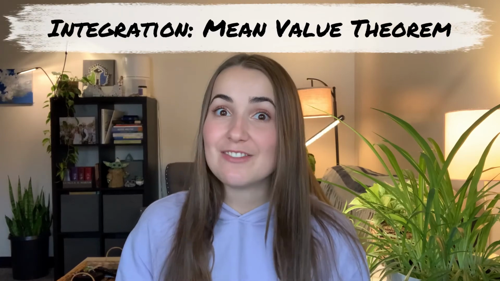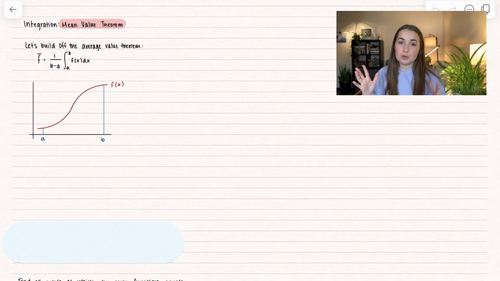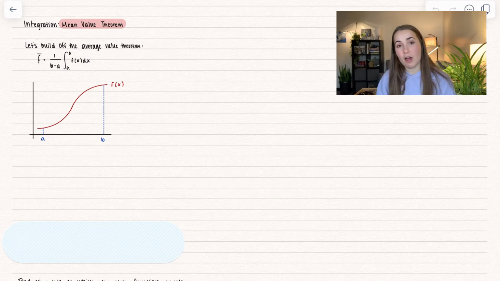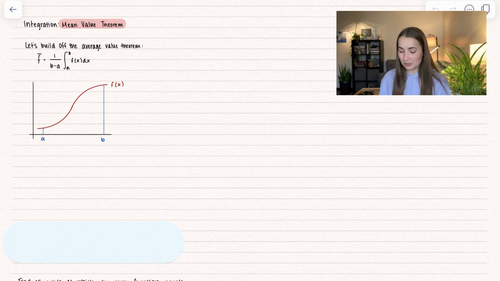Today we're continuing our integration series, so we're going to be talking about the mean value theorem. So let's go ahead and dive into it. In order to learn about the mean value theorem, we're going to have to build off the average value theorem. If we remember, the average value is equal to 1 over b minus a multiplied by the integral from a to b of f of x dx. If you wonder how we get that, you can make sure to check out my previous video. Otherwise, let's go ahead and do this thing.